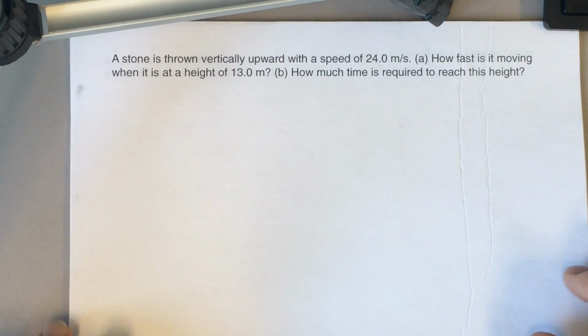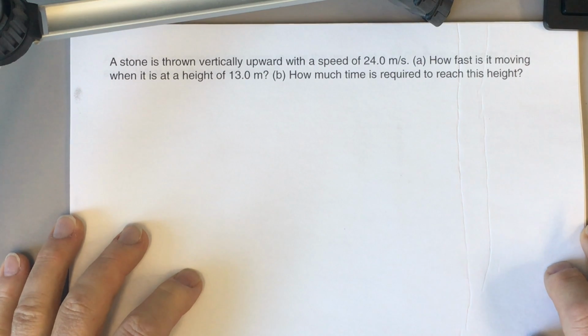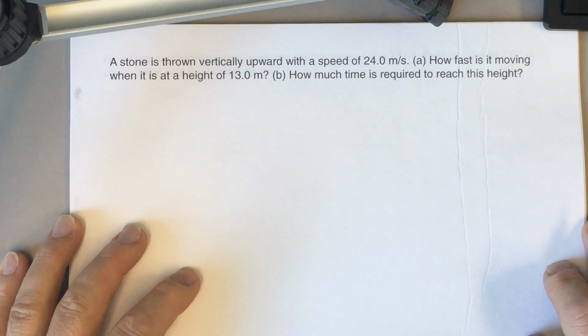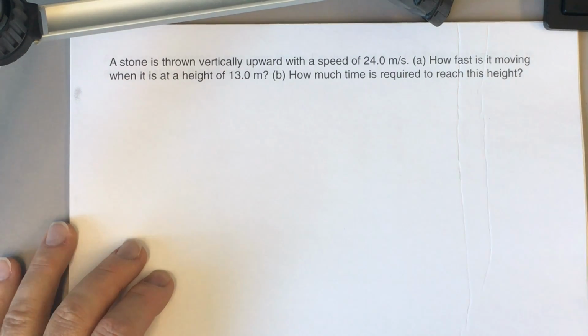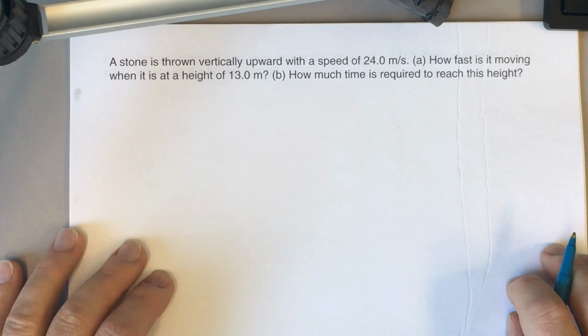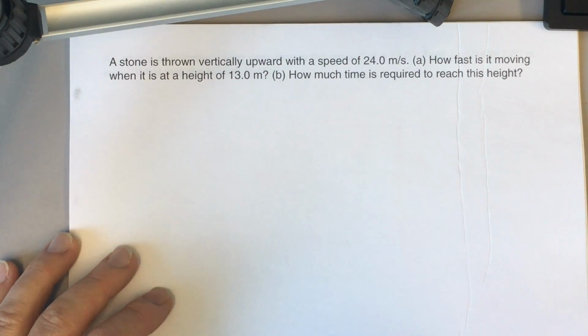A stone is thrown vertically upward with a speed of 24 meters per second. How fast is it moving when it's at a height of 13 meters? Second piece of the problem: how much time is required to reach this height? We'll start with the first part of the problem.